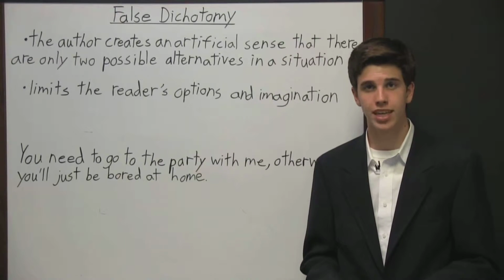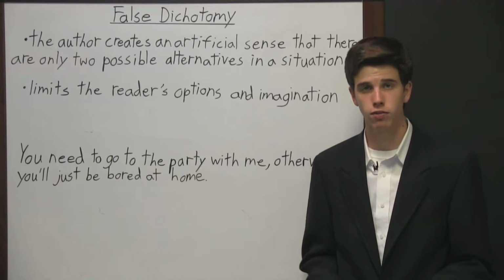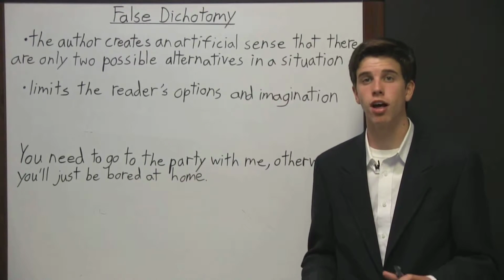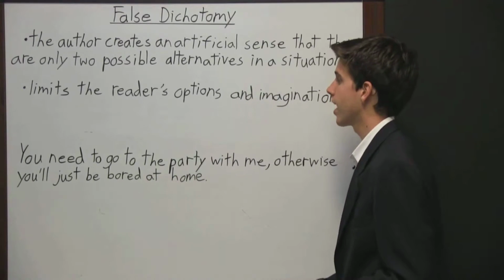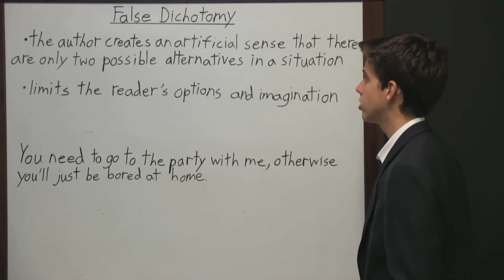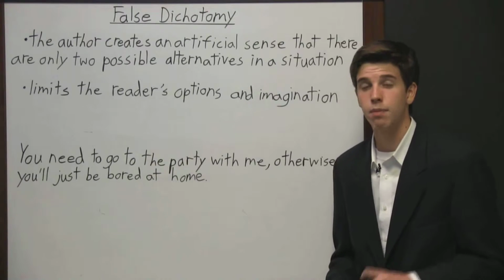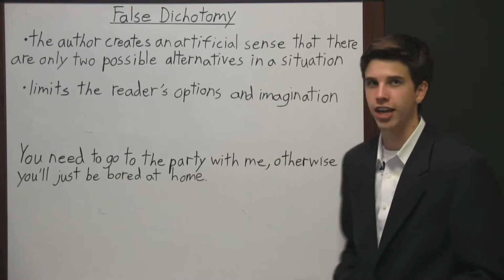False dichotomy is an example of a logical fallacy, which is a failure of reasoning. And that's just what false dichotomy is, a failure of reasoning. But more specifically, we can define false dichotomy as when the author creates an artificial sense that there are only two possible alternatives in a situation. And by doing that, the author limits both the reader's options and imagination.